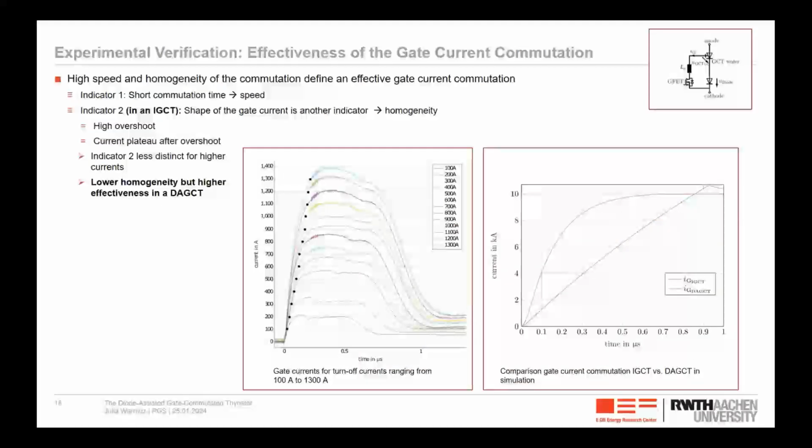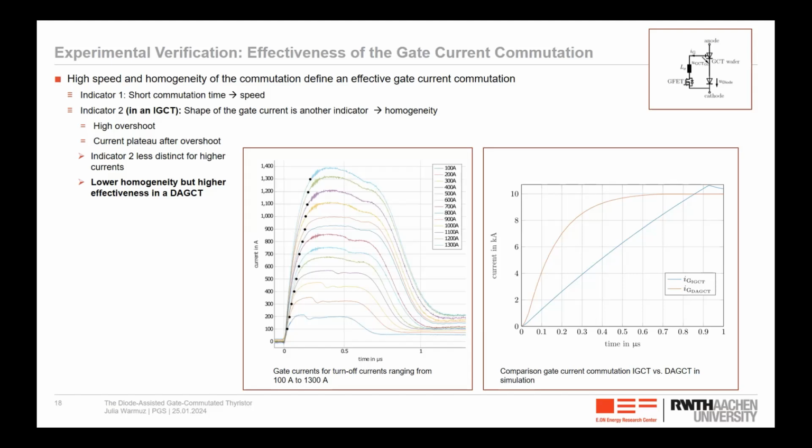But when we look at the whole measurements here for 1.3 kiloamps, these indicators diminish. And I told you I want to turn off up to 10 kiloamps. So it looks like the indicators are not very present, and maybe we are worse than an IGCT. But my theory is different, because when you look at how the gate current commutation looks in the simulation of the IGCT, you see it's a straight line, because we have a constant voltage of minus 20 volts. Therefore, the slope is always the same.